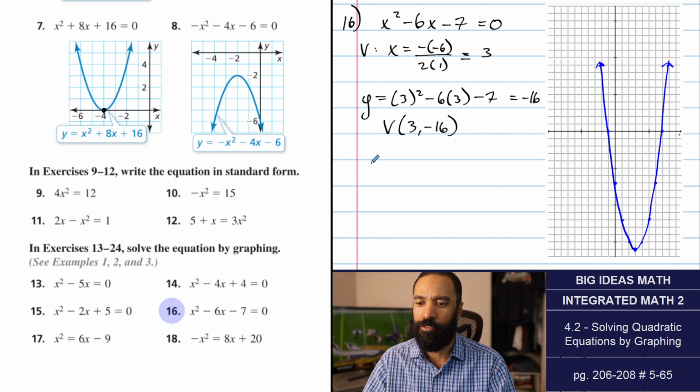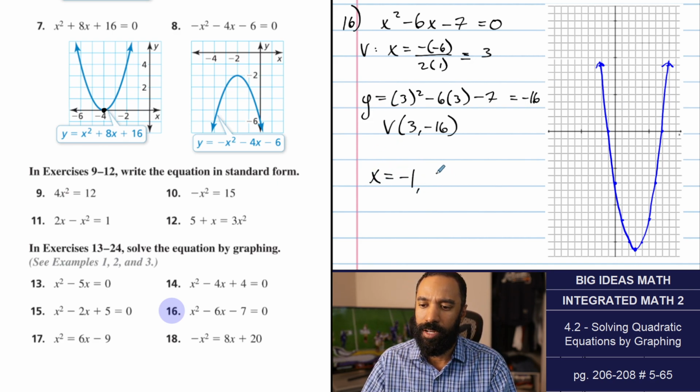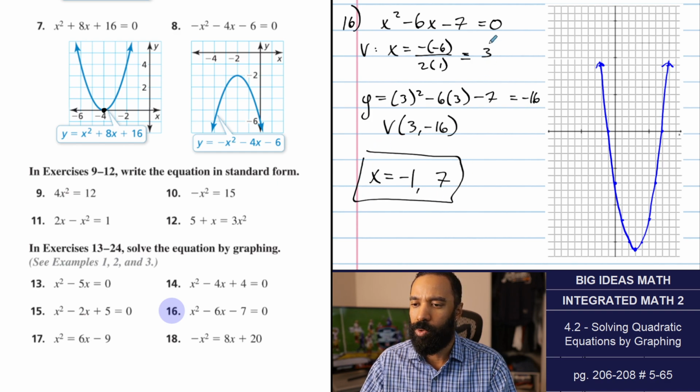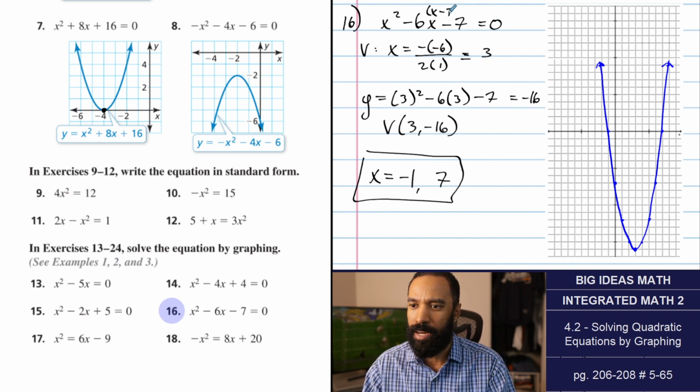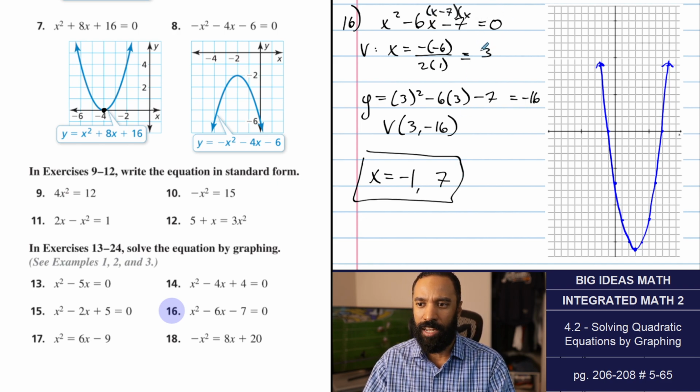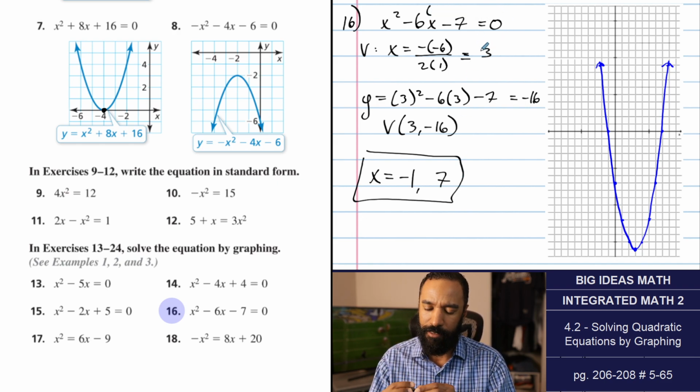Again, I'm doing it out of standard form. x equals negative 1 and 7. That does mean that this would have factored into x minus 7 times x plus 1, right? And you would have gotten 7 and negative 1 from that. But they do ask you to graph, not factor.